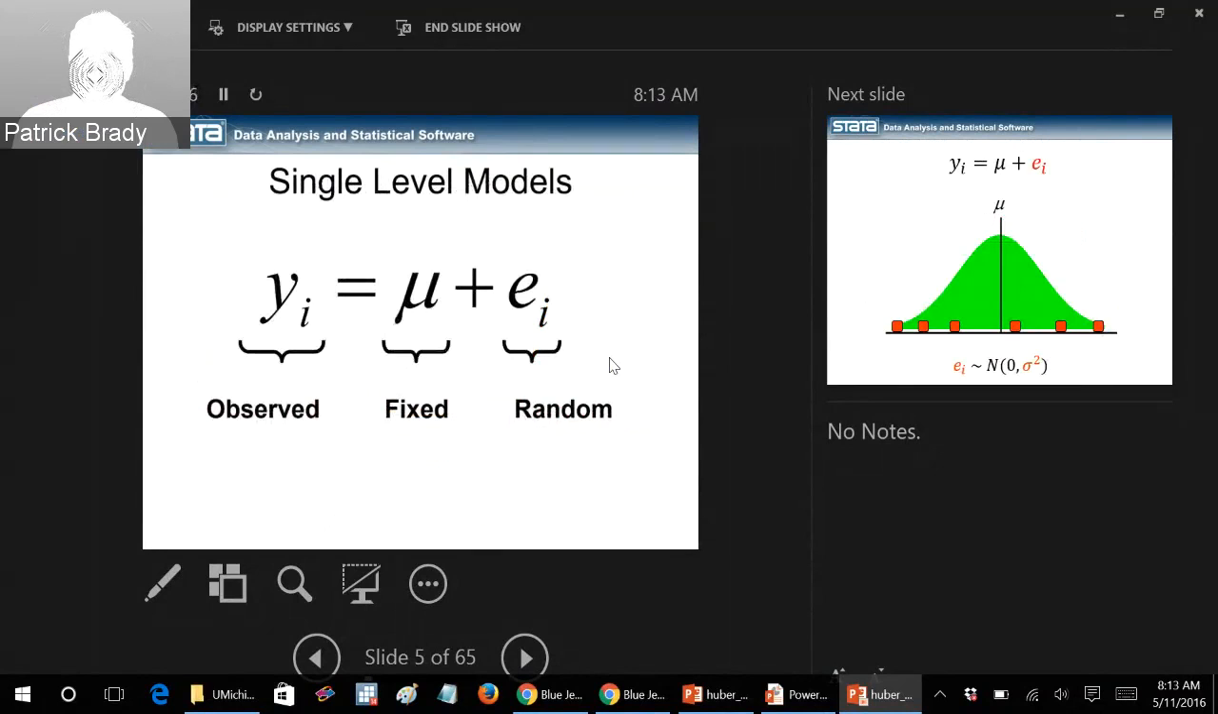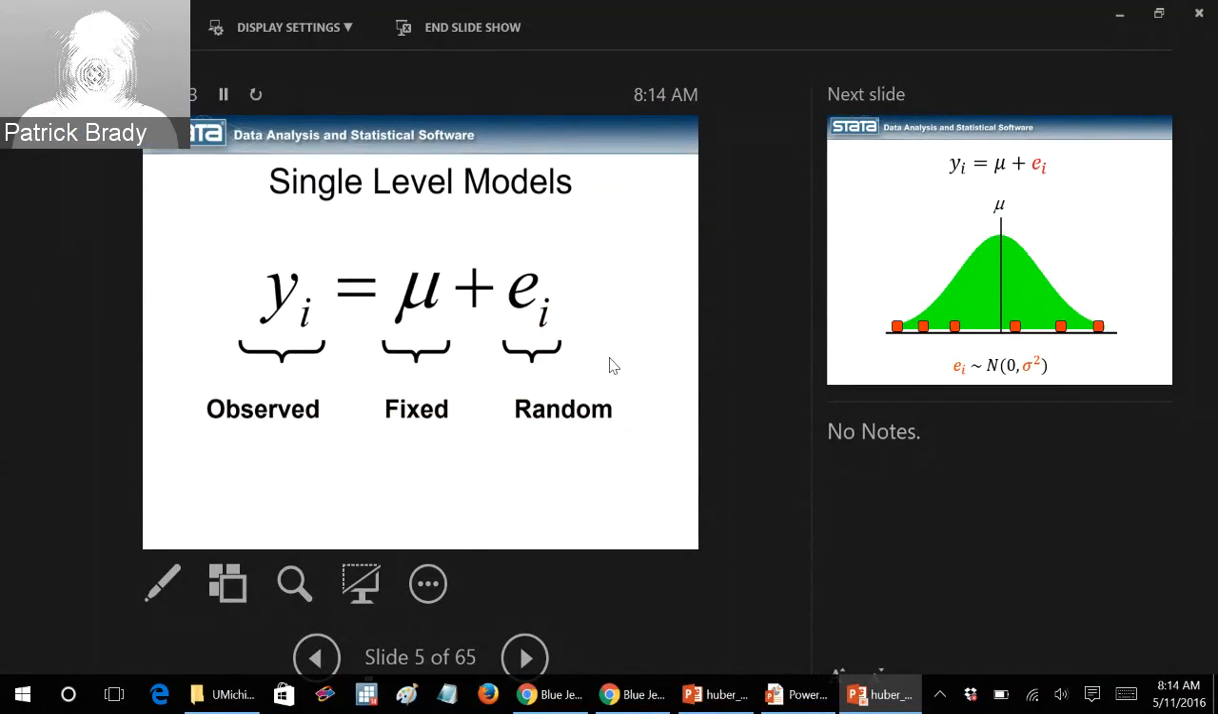Now some notation or some jargon here. The Y, the outcome part, is the observed part of the model. When we go to start modeling these things, the data itself is what we observe. And what we're going to do is break these observations into 2 pieces. There's going to be a fixed part of the model, which could be something as simple as a sample mean, or it could be something as elaborate as a wild regression model with lots of covariates in it. But that's going to be the fixed part of the model.